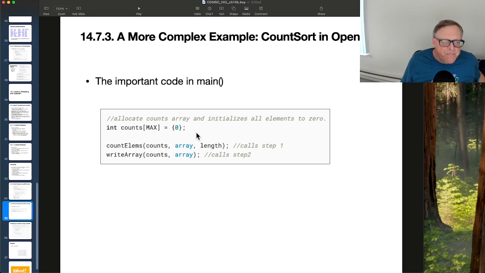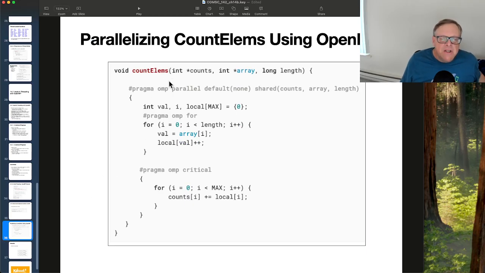So in main, I'm going to count elements and then write the array. And counting the elements is the part I'm going to talk about here. Here's the pragma omp parallel. No defaults, and these things are shared, and apparently the others are private, even without explicitly saying so, which is interesting.